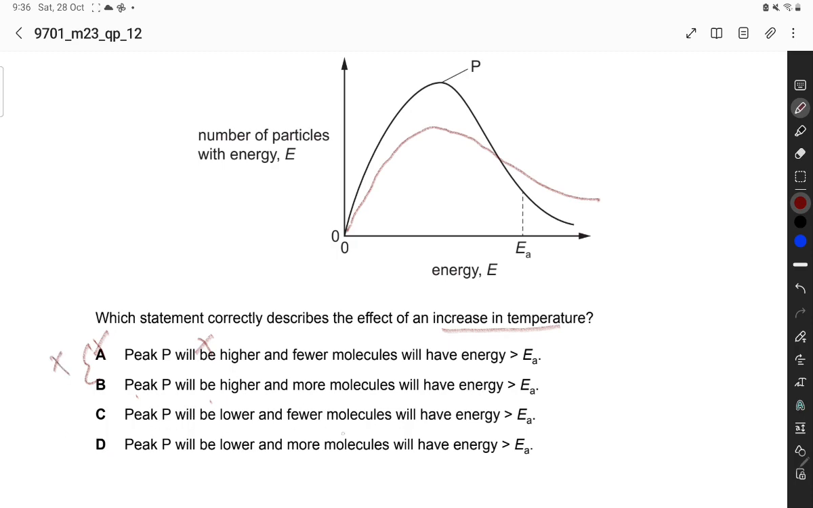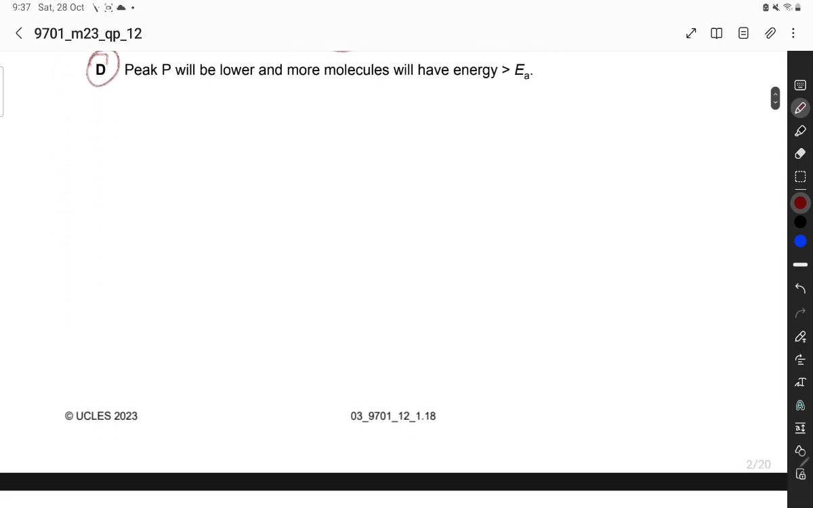Peak P will be lower and fewer molecules will have energy more than activation energy. Not fewer molecules, more molecules. So this option is also incorrect. So option D is correct because P will be lower and more molecules will have energy more than activation energy. So this D option is correct.